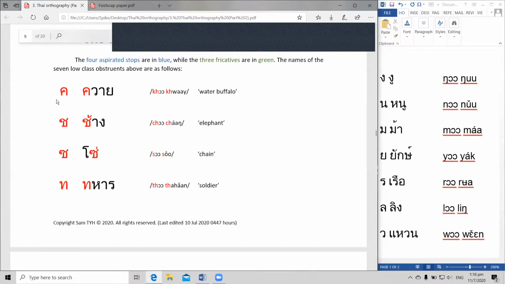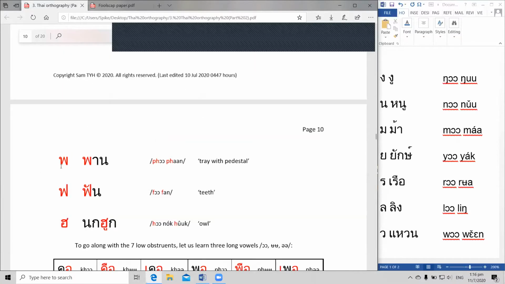So these are the 7 low-class consonants. The first one is kho kwai. Remember, there's aspiration, a puff of air when you pronounce kho. That's why it's spelled with an H here. Kho kwai, chaw chang, saw so, tho thahan, paw pan, for fun, hò nok hook.